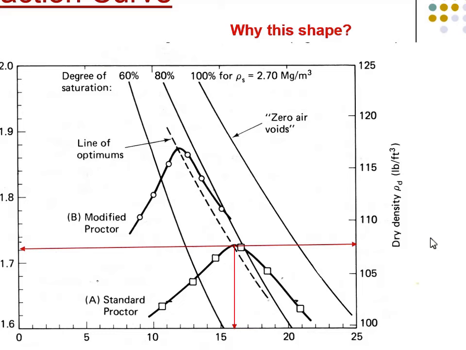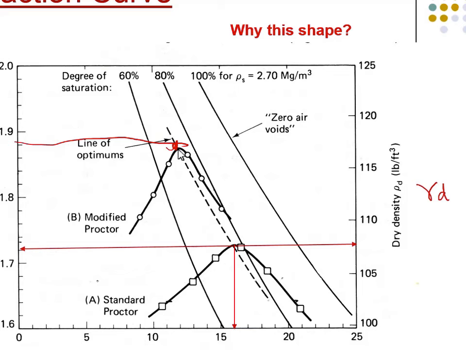Now, let's look at a typical set of data. Okay, and this is very important to see that. We plot water content here, and we plot dry density or dry unit weight. In your case, you will be plotting dry unit weight. And if we are doing a standard Proctor test, this is your relationship. And if we do modified Proctor test, then you can achieve much higher maximum dry density, we call optimum dry density, by applying greater amount of energy.